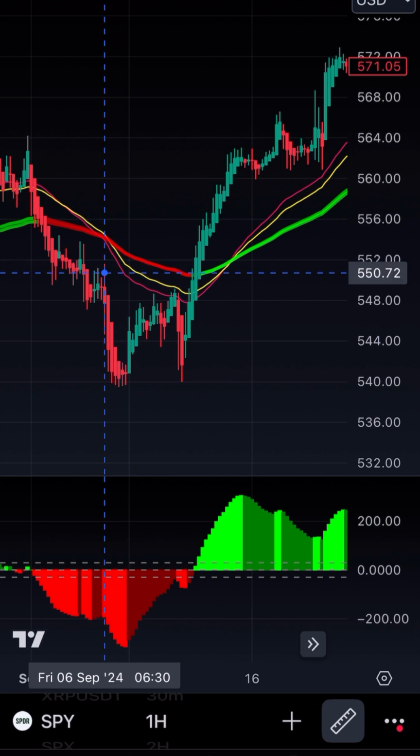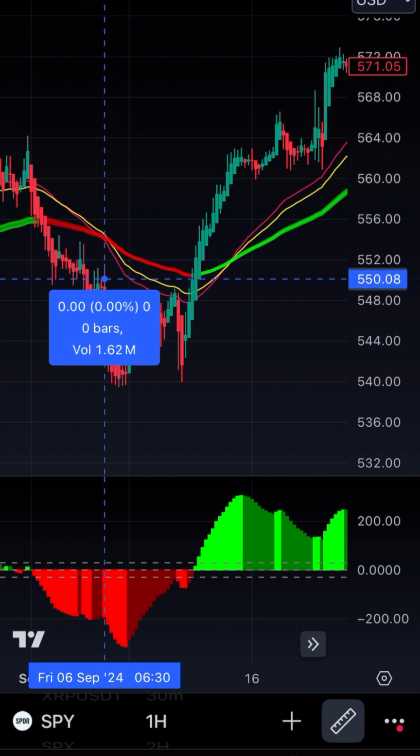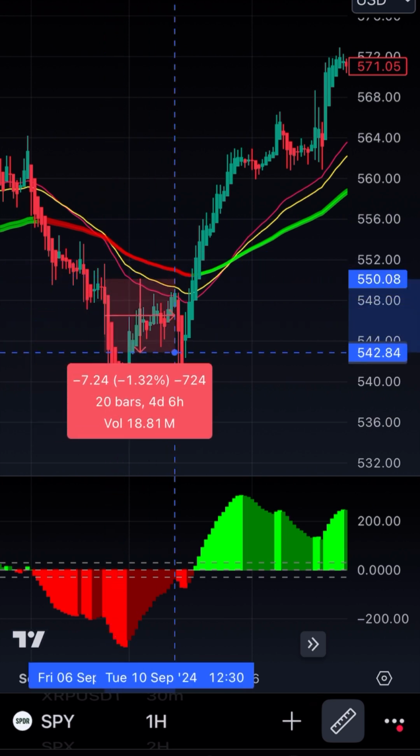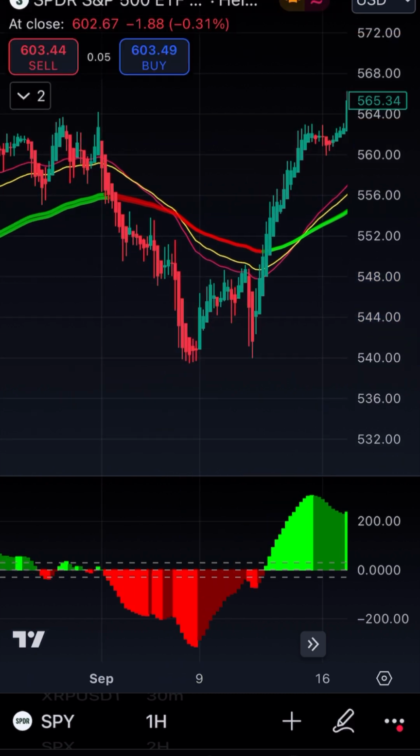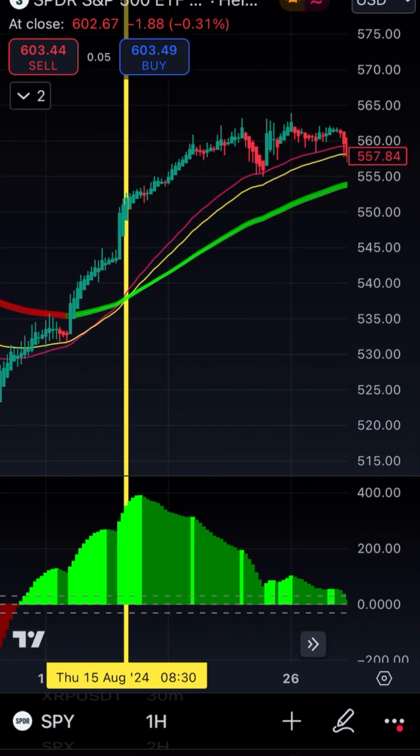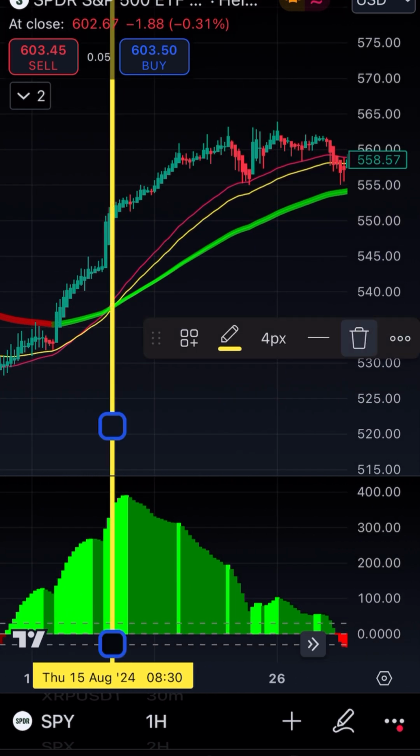So we'll check this one out real quick. This is going against the trend. If you came in right here and you rode this one down, right about here, you would have made about $852 going against the trend. So then we got our next one right here.